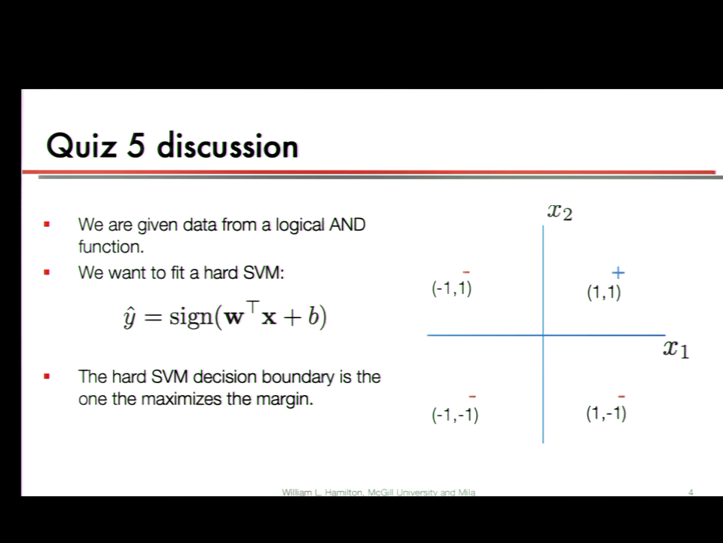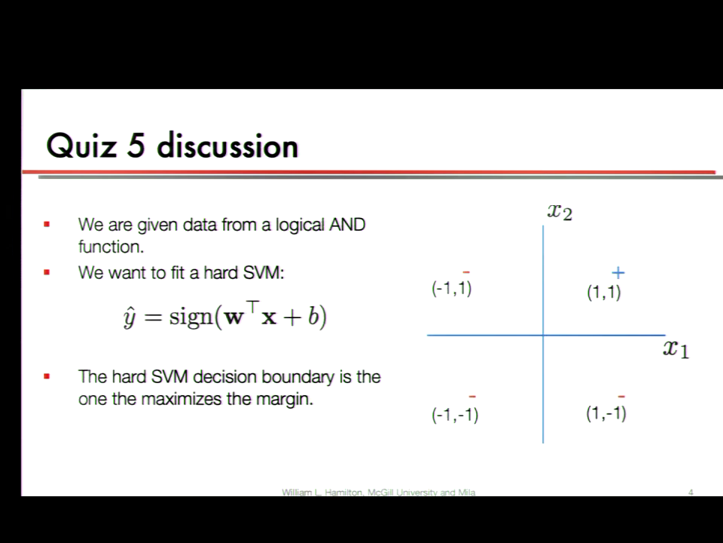So what we're looking at is a data set where our data follows a logical AND function. The points are negative down here. Any point where one of the coordinates is -1 is a negative point. So (-1, 1) is negative, (-1, -1) is negative, and (1, -1) is negative. It's like we're thinking of -1 as being false and 1 as being true, and this is basically a logical AND function.